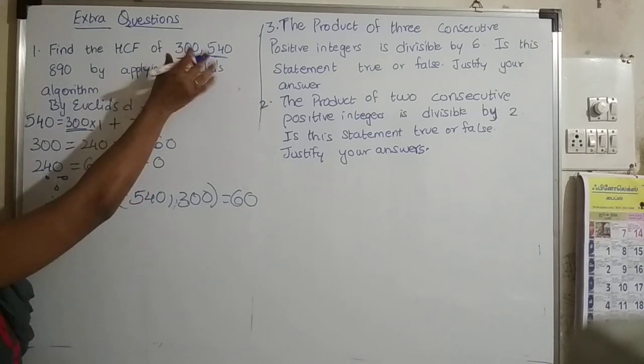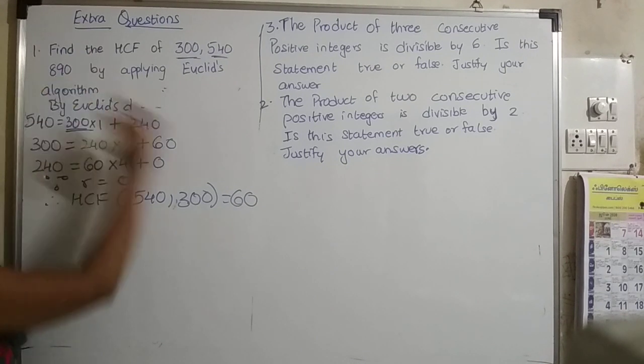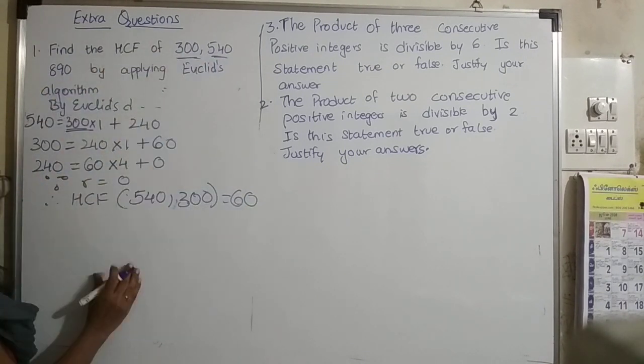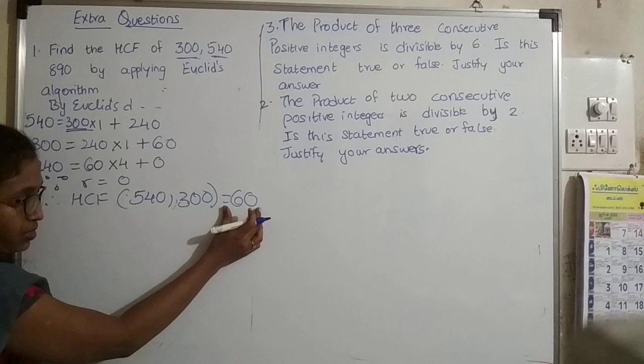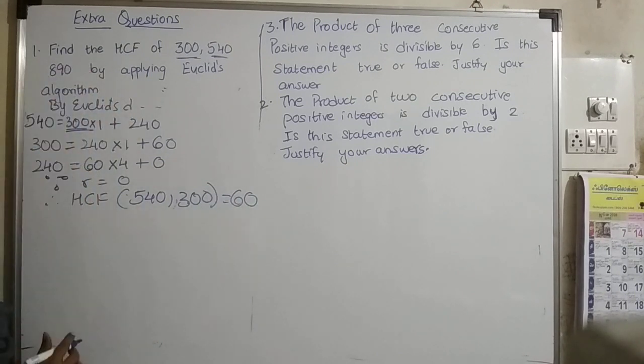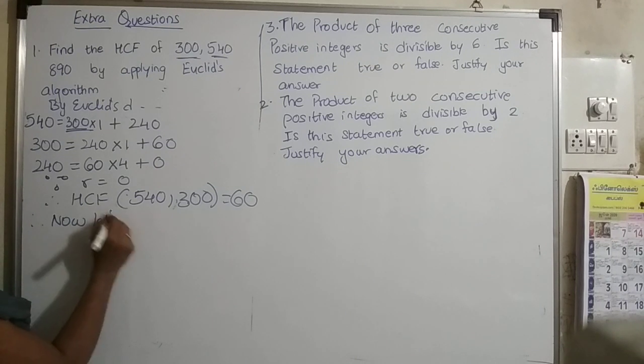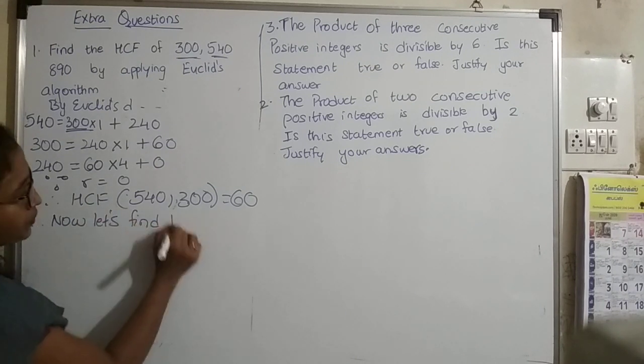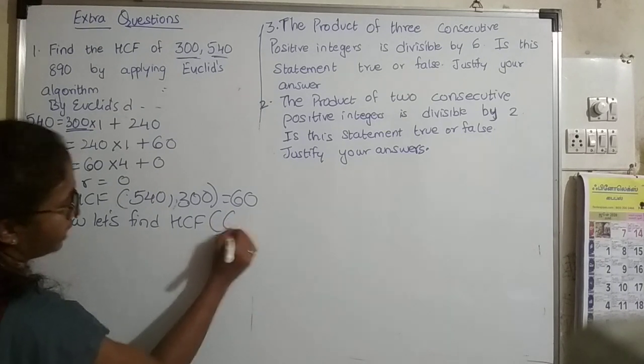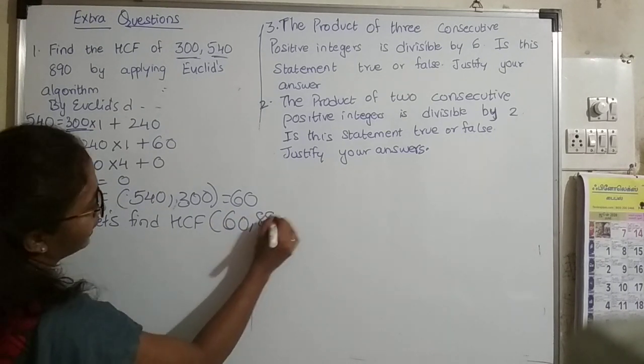Now we have to find the third number. The third number is 890. So to find the HCF of all the three numbers, we'll take the HCF of 60 and 890. So we are finding the HCF of 60 and 890.